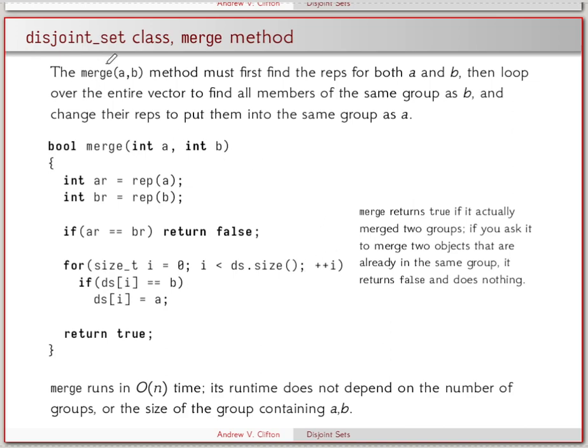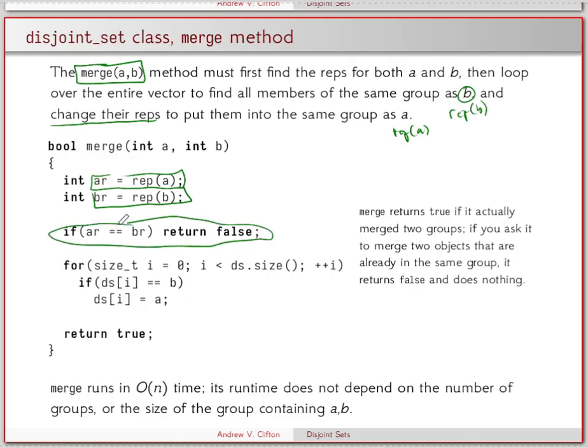But how do we merge two things here? Well, we have to loop through the entire array and find all the things that belong to B's group, all the things that have the same rep as B, right? And then change their reps so that they have the same rep as A. So we find the rep for A and the rep for B. If they're already in the same group, then I don't need to do anything. If they have the same rep, then they're in the same group, there's nothing to do here.